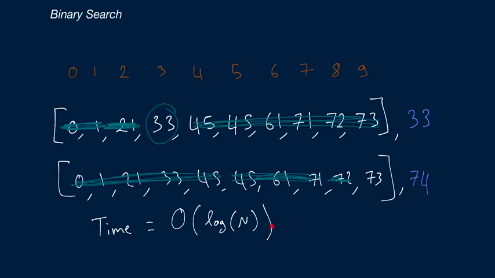So why is it O of log of n? The reason is that we are eliminating half of our input every time that we traverse through our input. If you recall, when we had this array here, let's say when we were looking for 74, we started by eliminating this entire half here, right? We eliminated this entire half of the array.